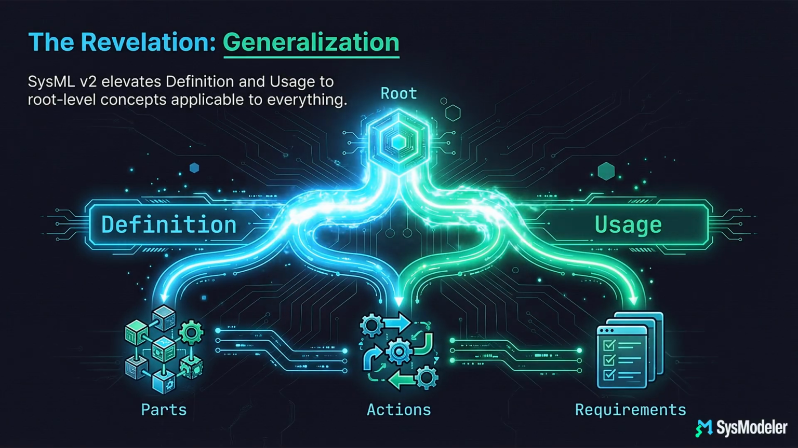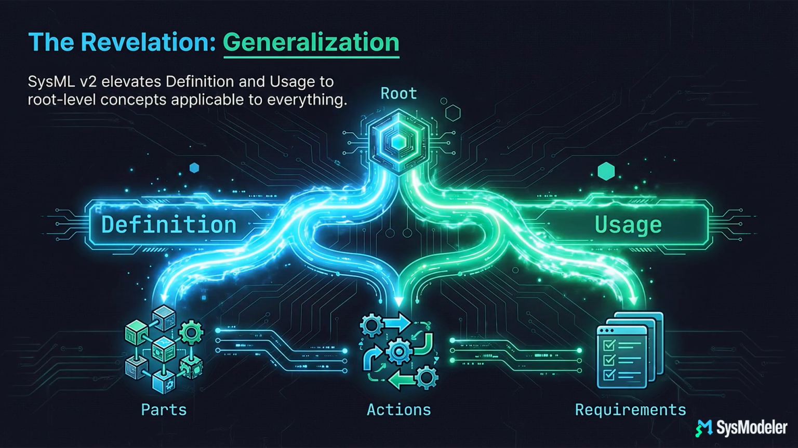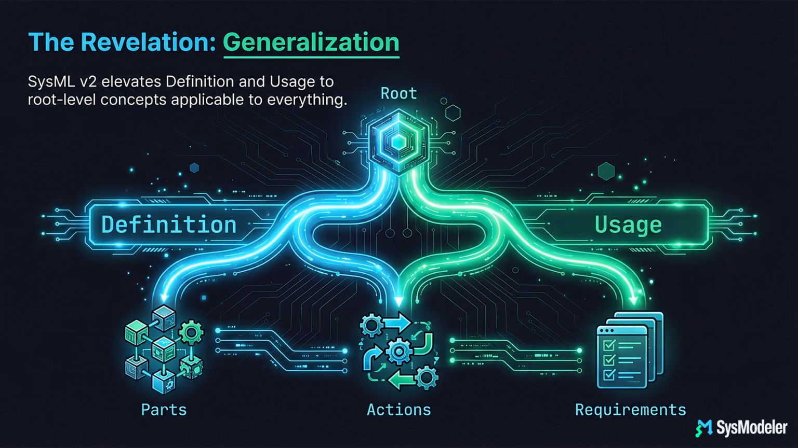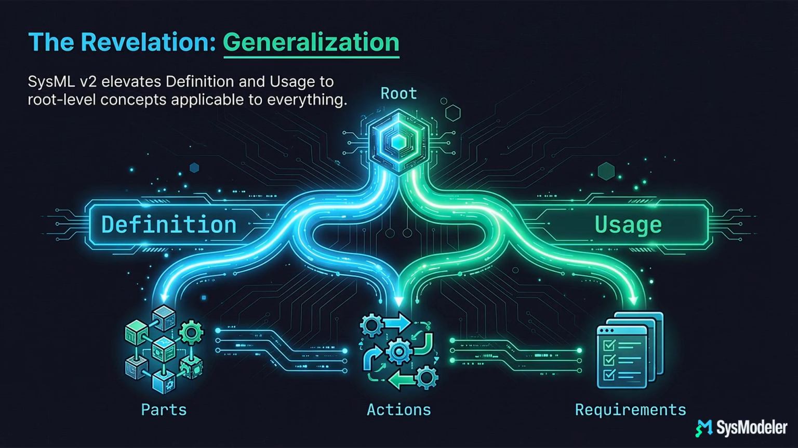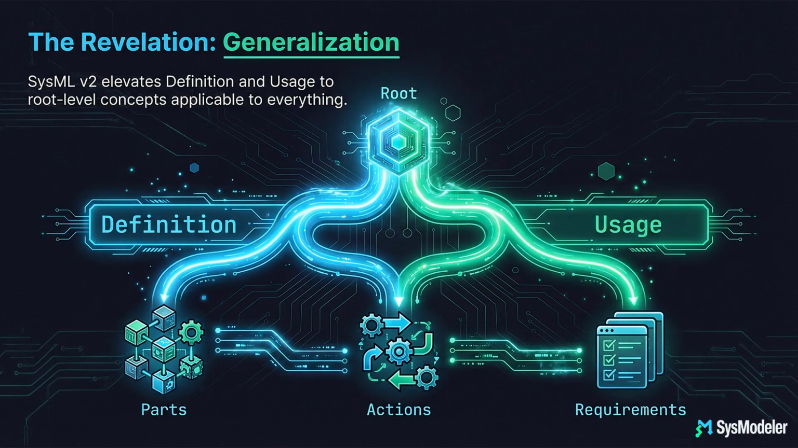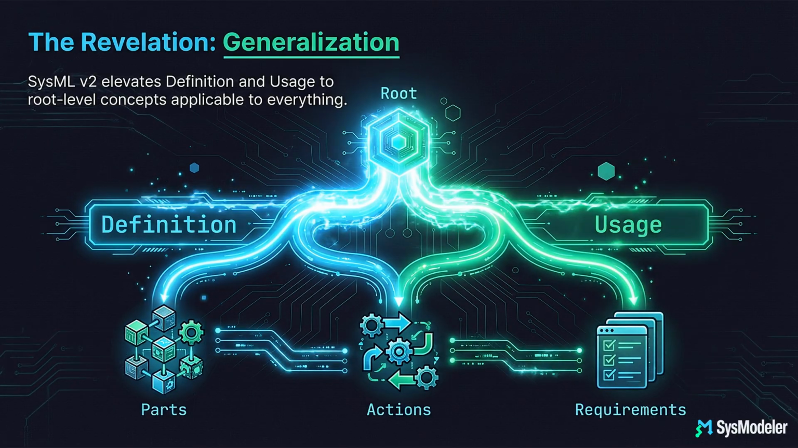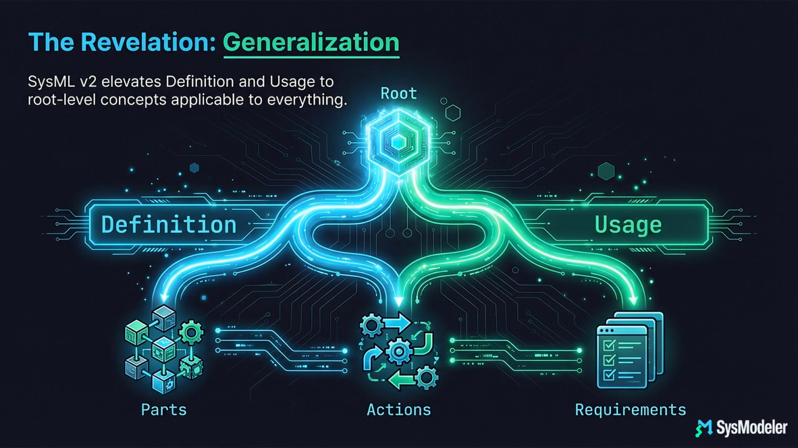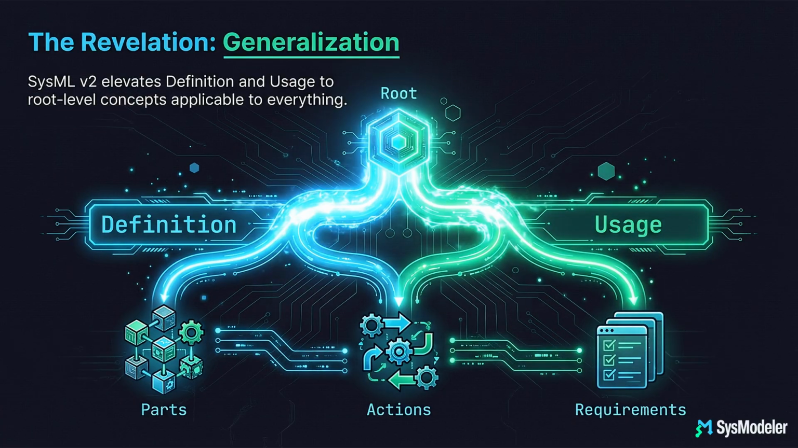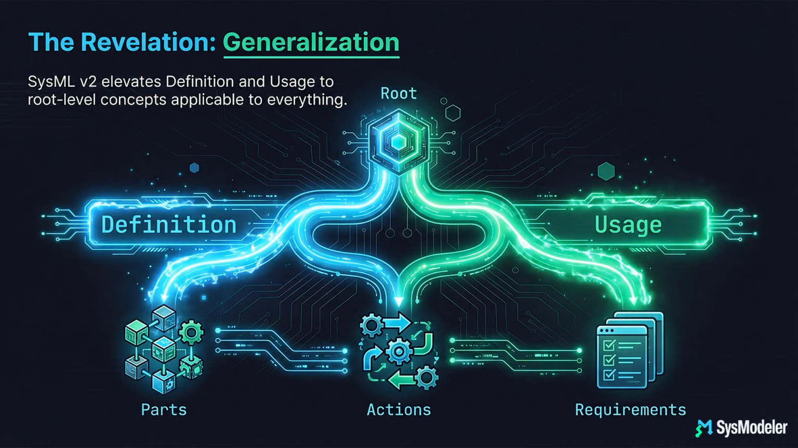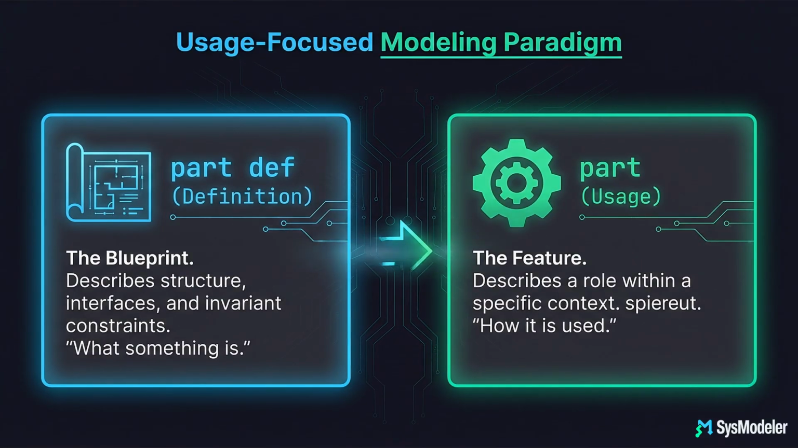While v1 distinguishes blocks or types from parts or properties, v2 elevates definition and usage to root-level concepts applicable to everything, such as parts, actions, requirements, ports, etc. In practice, this means you define what a component is once, and then describe how it appears, connects, and varies only through its usage inside a system. This approach is commonly referred to as a usage-focused modeling paradigm.